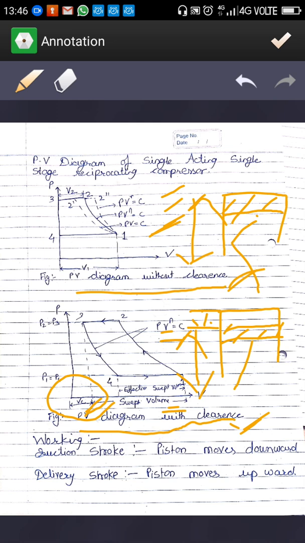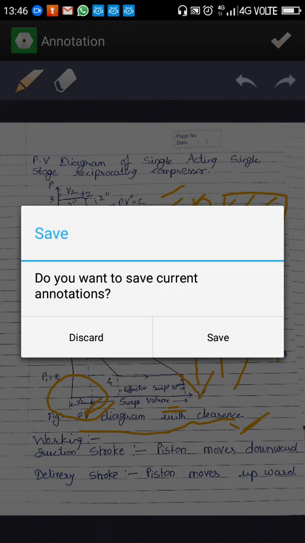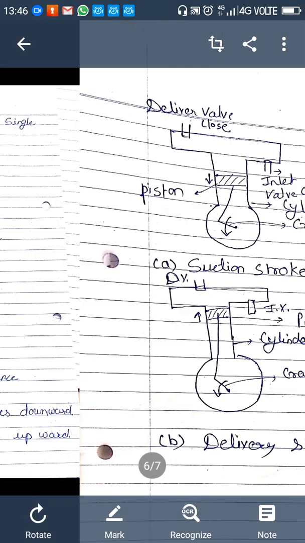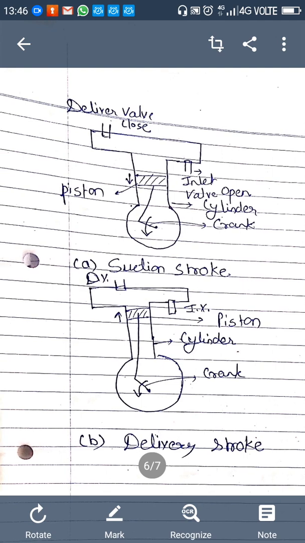discussing the working of the compressor, in short we can say that during the suction stroke the piston moves downward, and during the delivery stroke the piston moves upward. Okay, how this upward and downward motion happens I will explain in the next slide. Just look at it. Here we go. This is the diagram of the single stage compressor. I am showing the suction stroke here.